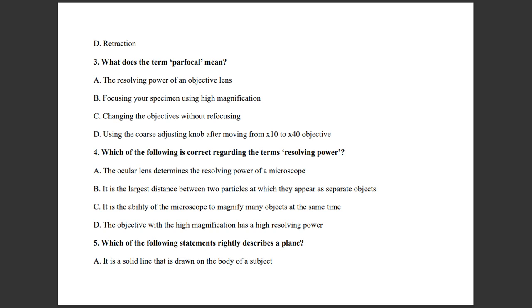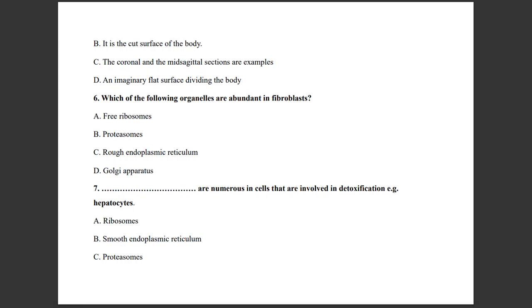So A, it is a solid line that is drawn in the body of a subject. That's not a solid line. B, it is the cut surface of the body, really not. C, the coronal and the midsagittal sections are examples. They are not sections, these are just planes, so that's not true. D, an imaginary flat surface dividing the body. So that is it.